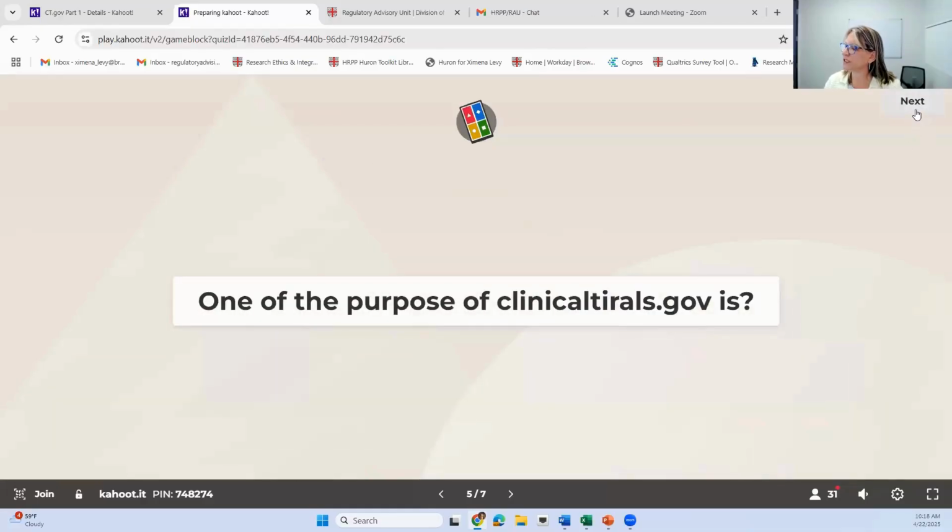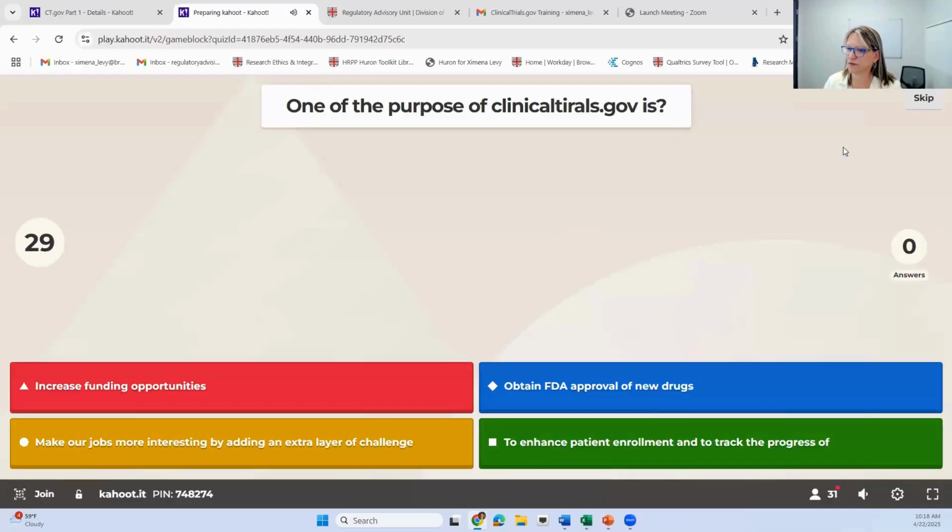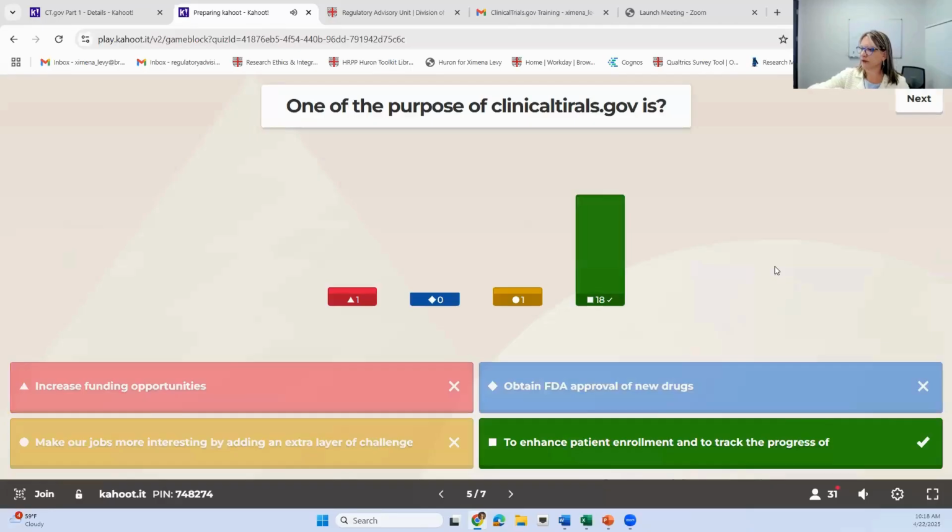One of the purposes of ClinicalTrials.gov is: increase funding opportunities, obtain FDA approval of new drugs, make our jobs more interesting by adding an extra layer of challenge, or enhance patient enrollment and track the progress of the trial. Good job, exactly. That's what it is. That's one of the purposes. Good job.